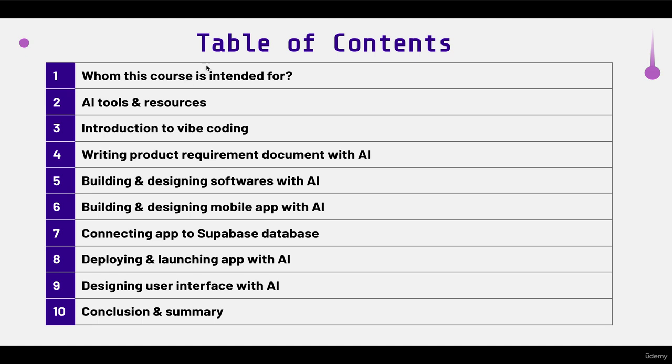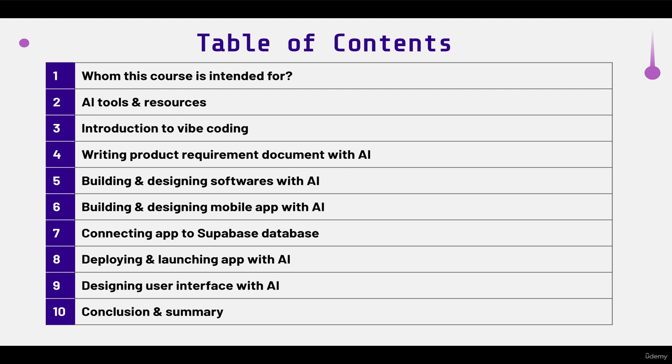Okay, now let's move on to the second chapter, AI tools and resources. In this chapter, we are going to get to know more about all the AI tools that we are going to use in this course. For your information, we are going to use 15 AI tools. Those consist of 10 AI tools for vibe coding, 2 AI tools for building mobile apps, 1 AI tool for designing user interface, and 2 AI tools for converting design images into front-end code. And don't worry, all of these tools are completely free to use, so we are not going to spend money on these AI tools.